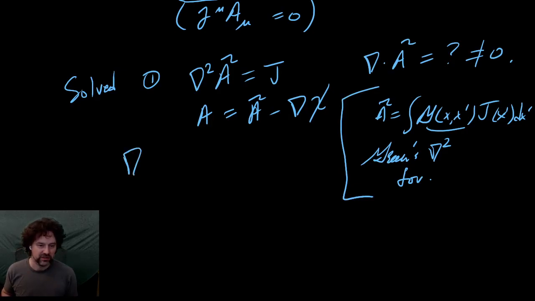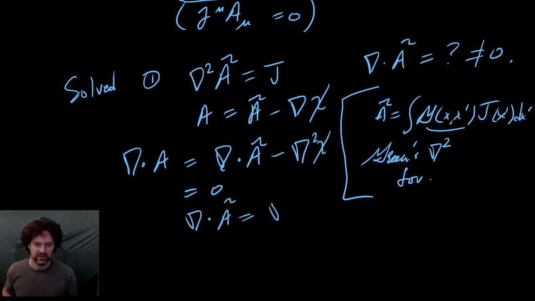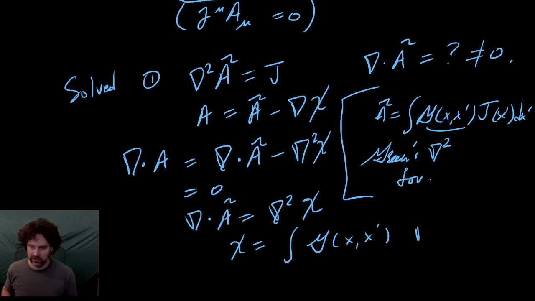And now let's look at what is grad dot A. So grad dot A is grad dot A tilde, and A tilde is a known, minus del squared chi. And we can insist that this now is zero, provided grad dot A tilde equals del squared chi. So we now have chi is G of x, x prime, grad dot A tilde, all evaluated at x prime, and this is not dx prime, but d4x prime, the four-vector volume element, scalar volume element for our Green's function.